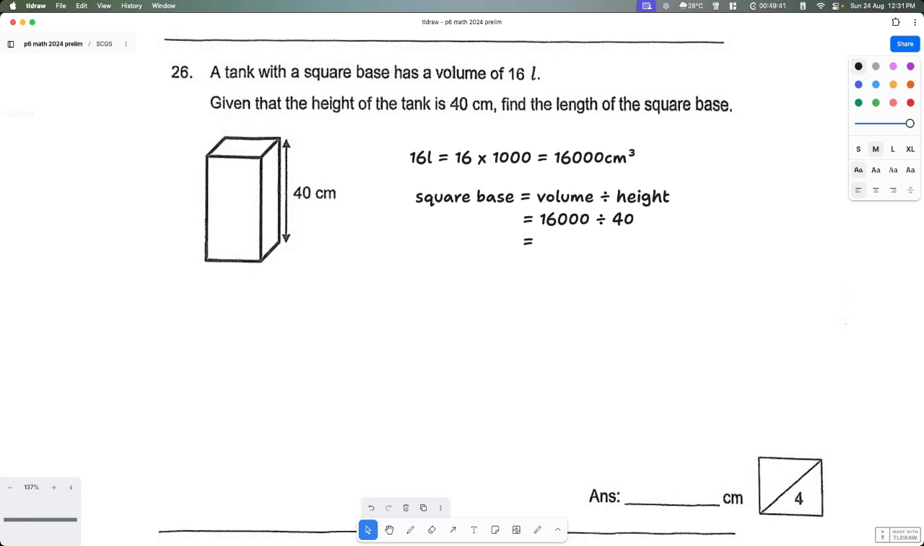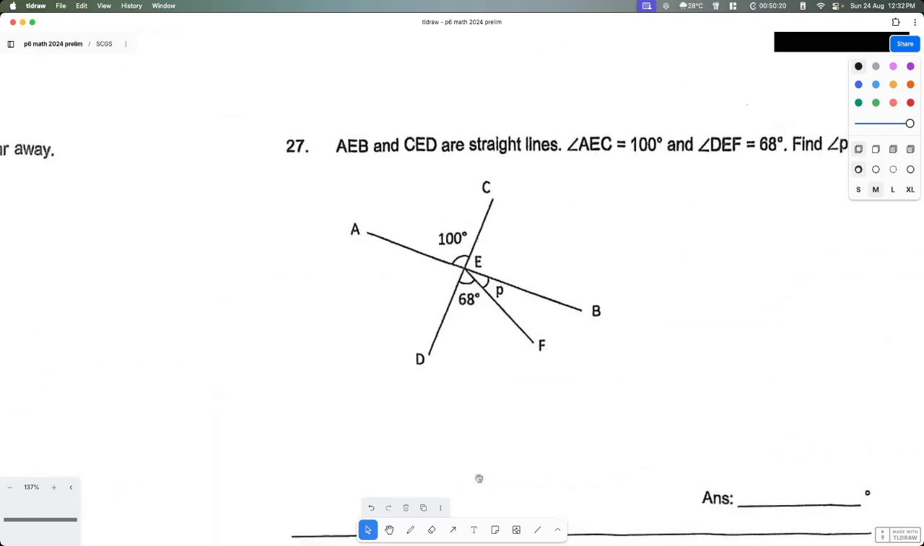Okay, so we cancel 0, cancel 0. This 1600 divided by 4 should be 400 centimeter square. Okay, so then the length of square is equal to root of the square base, which is equal to root of 400, which is equal to 20 centimeters. Okay, there you go. So that's the answer, 20 centimeters. Okay, let's move on to question 27.